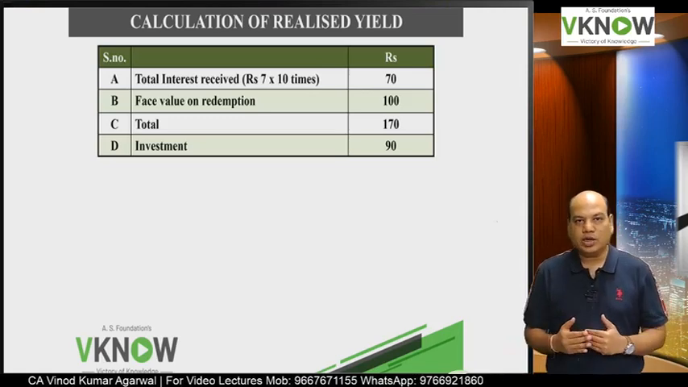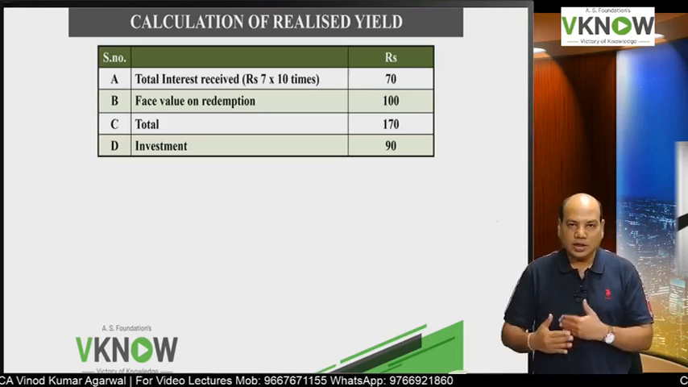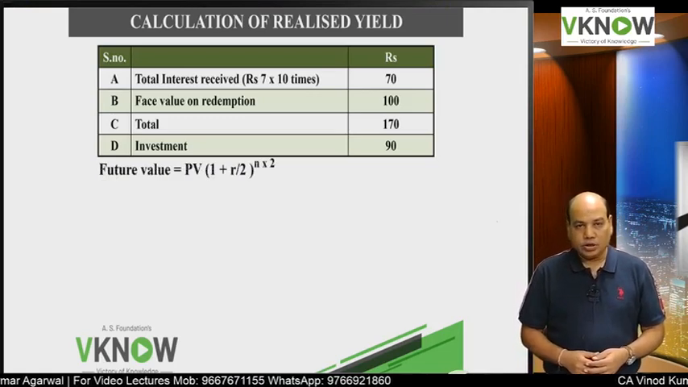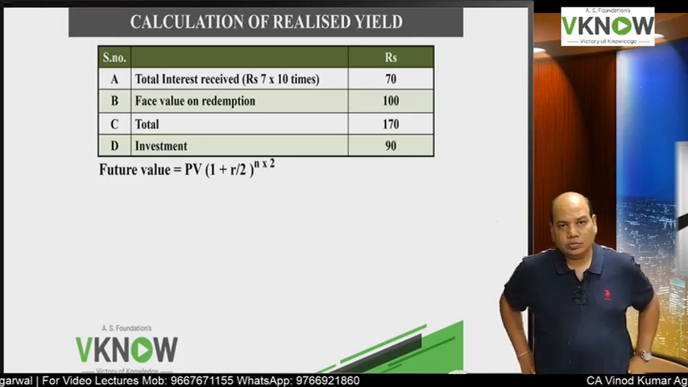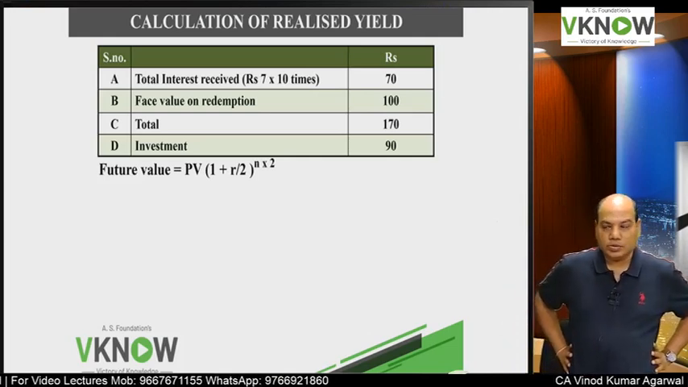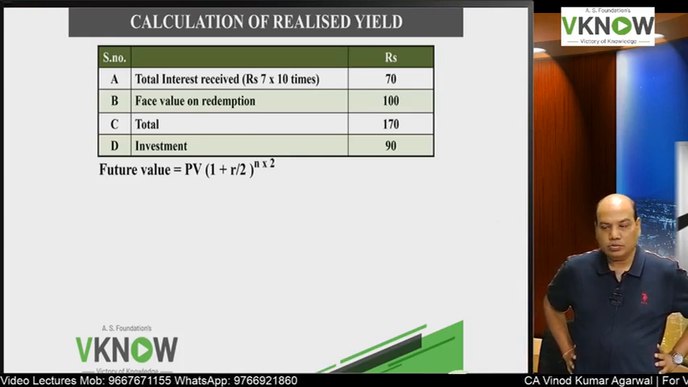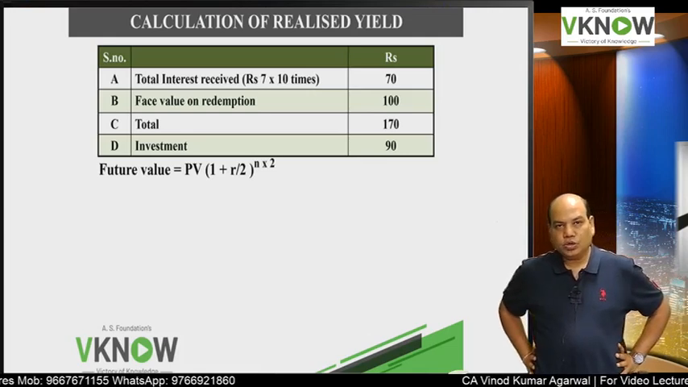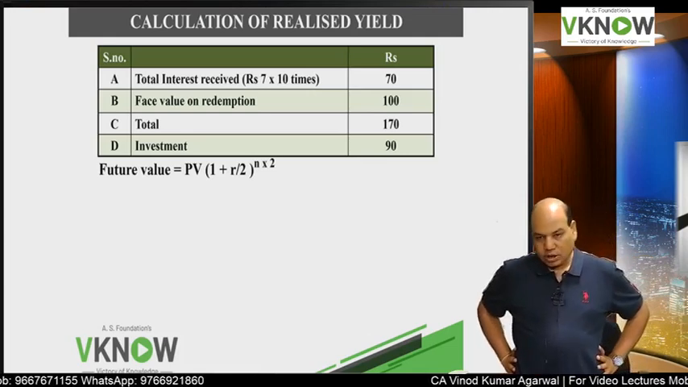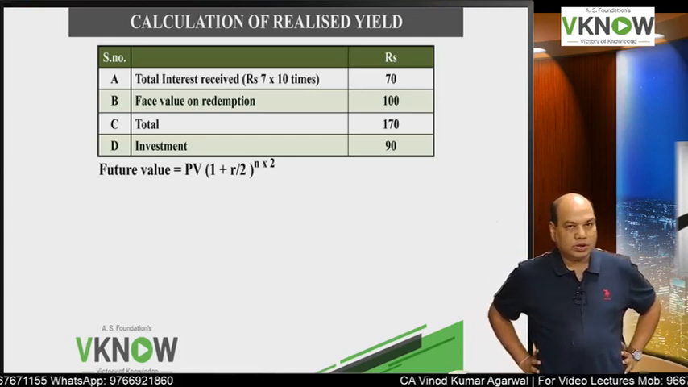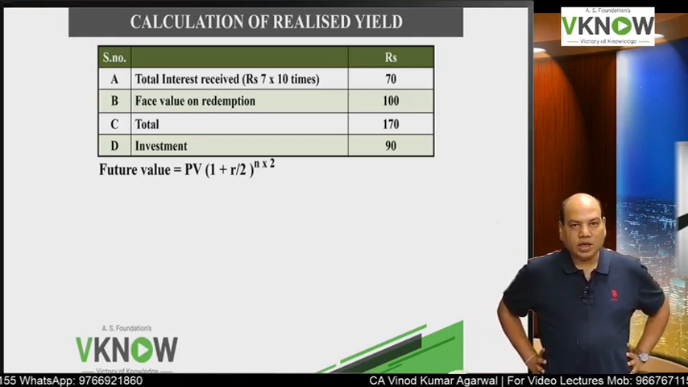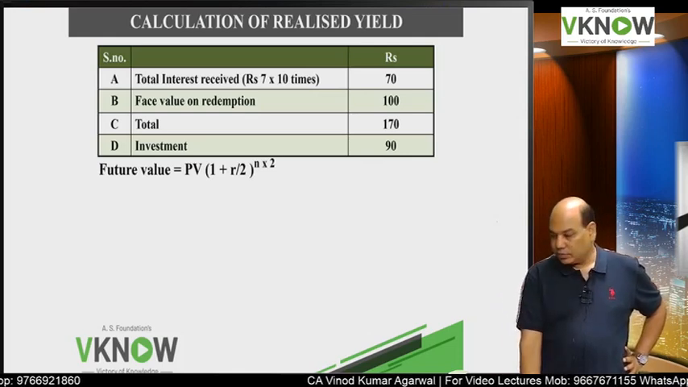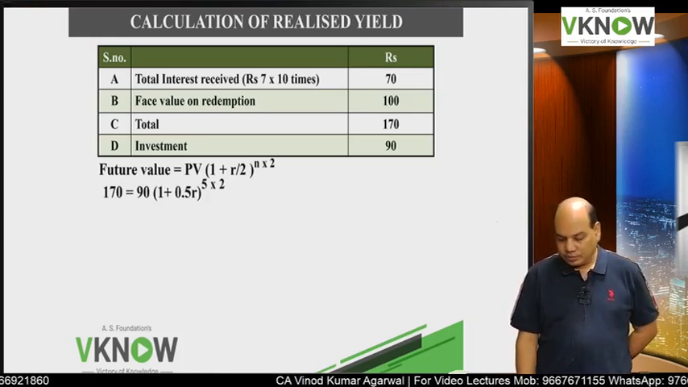But first you will have to do the calculation in half year terms and then convert into annual terms. So write down this equation. Future value is equal to present value into 1 plus r by 2 to the power n into 2. We already did 3 problems of this type earlier. R by 2 because it's a semi-annual coupon paying bond. Now I will put the numbers, you will solve. This time I will not solve.